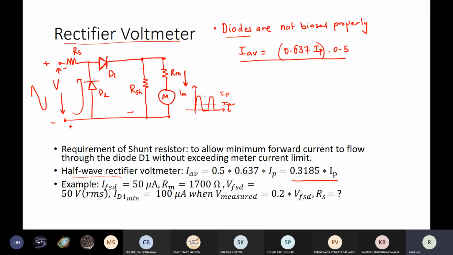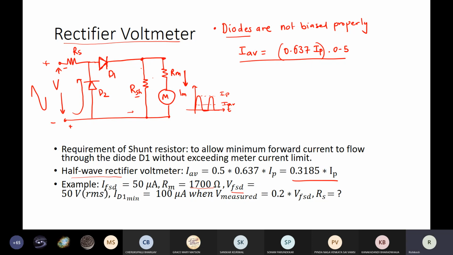Let's take an example, in order to evaluate what should be the value of series resistance and shunt resistance. The specifications are given such that the meter full scale deflection current, IM or IFSD, is 50 microampere. The meter resistance is 1700 ohm, and you are asked to design a voltmeter with full scale deflection of 50 volts, again specifying RMS value.